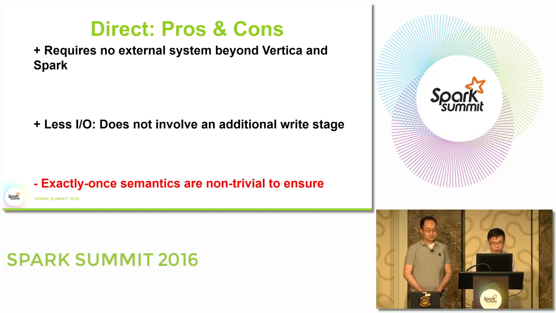So okay, this is the direct approach. What are the pros and cons? Of course, a pro is that you don't have to have an external system beyond Vertica and Spark. But it does have an additional bit of complexity in that you have to coordinate these tasks properly such that you get exactly-once semantics.